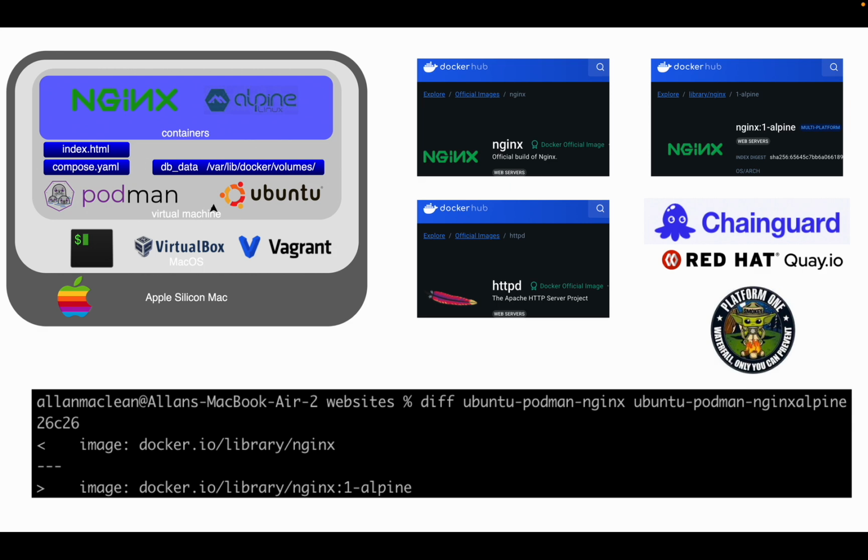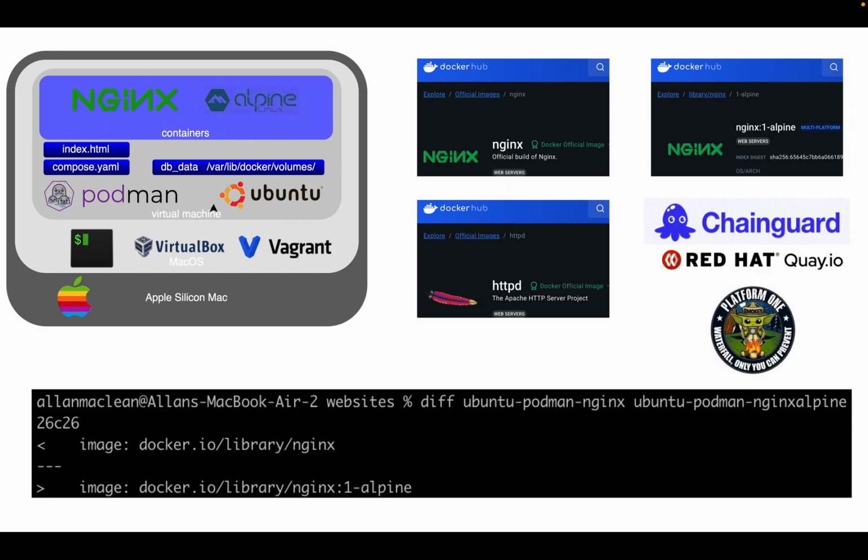And as an aside on this diagram, we've got 3 pictures from Docker Hub. Docker Hub is docker.io. We can see that there's an Nginx image, an Nginx Alpine image, and an HTTPD image. So you can have a look at all these in detail if you want to see the different container images, what's different between them, and the file sizes. It's all documented there. And then there's Chainguard, Red Hat's Quay.io, and Platform One, which is the US Department of Defense. These are different repositories, so we don't have to default to docker.io, which is Docker Hub.